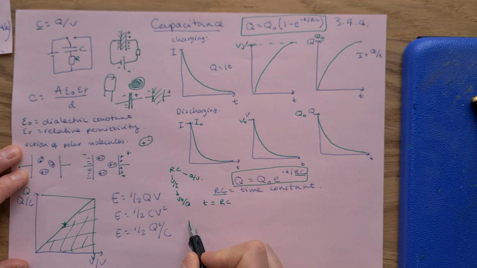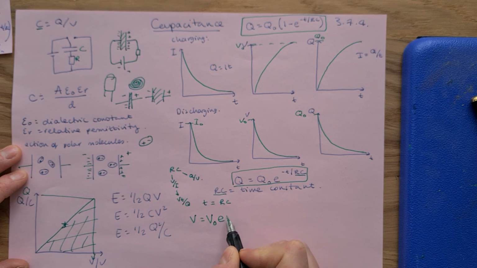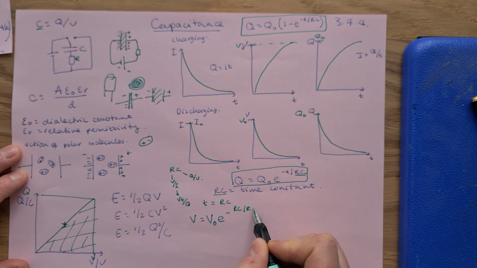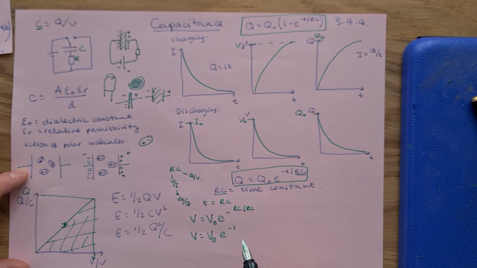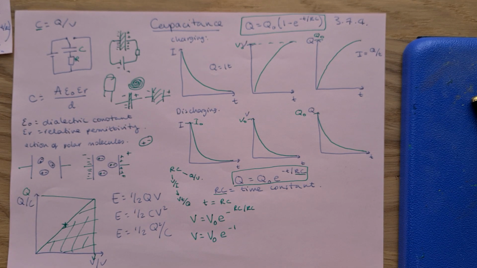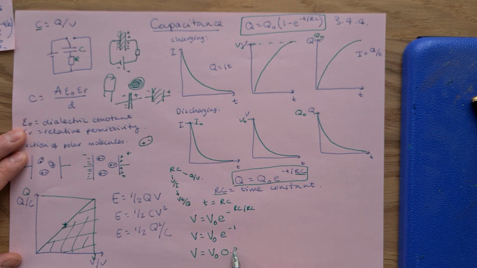I'm going to use V for it because charge is not quite so easy to measure. So V is V0 e to the minus, because T is RC, I'm going to sub it in, RC over RC. Well, RC over RC is minus 1. So V is V0 e to the minus 1. Now, e to the minus 1, that's just a number. Plug it in your calculator. And e to the minus 1 is 0.37. So V is V0 times 0.37.